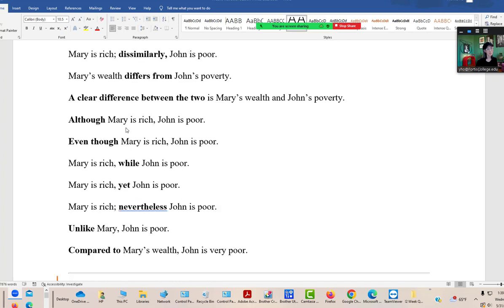And interestingly, although, even though, and while are not transition words. These are actually subordinating conjunctions acting like transition words. And so when you use subordinating conjunctions, you have a complex sentence, because here you have a dependent clause and an independent clause.